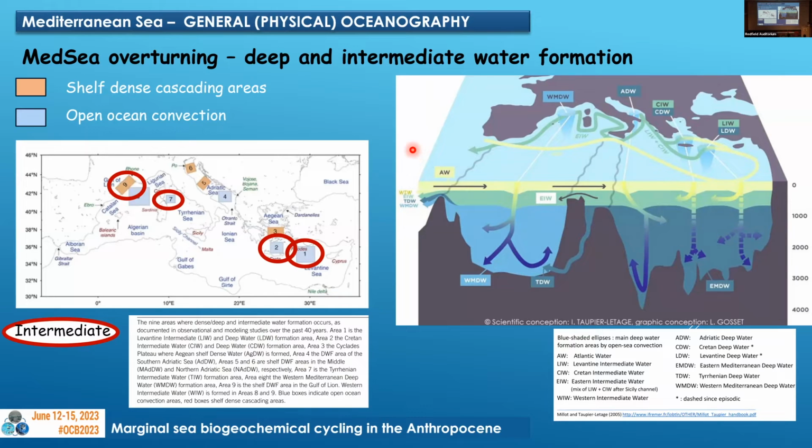You can see here in this map in red the formation of intermediate waters. The main one is Levantine intermediate water that is forming in the Levantine Sea, but we also have formation of intermediate waters in the Western Mediterranean by self-dense cascading. Other important areas for the formation of deep waters by open ocean convection are the Western Mediterranean, the Gulf of Lyon, and in the Eastern, we have the formation of deep waters in the Adriatic and also in the Cretan Sea.